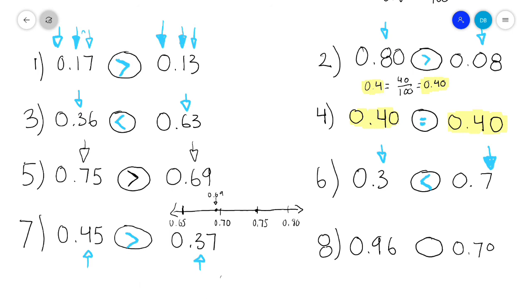And we could support that with a number line too, right? So if we did that, we had 35 hundredths, 40 hundredths, and 45 hundredths. 37 hundredths would be about here. 45 hundredths would be about here. Right, so this 45 hundredths comes right here. This 37 hundredths comes right here. So 45 hundredths is greater than 37 hundredths.